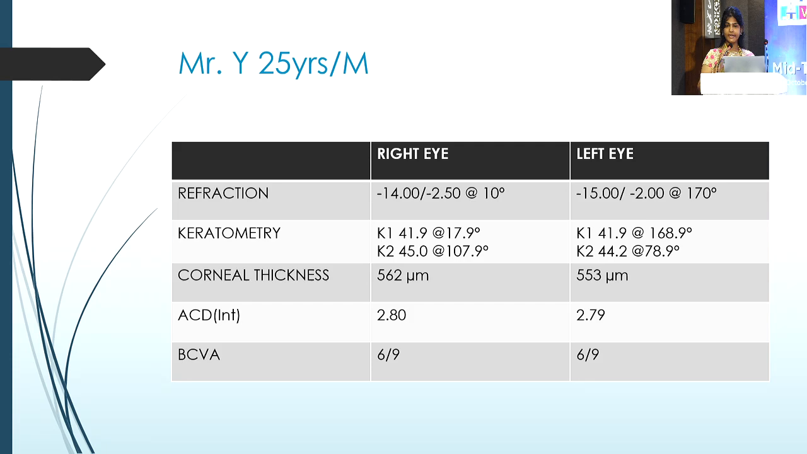So we have gone ahead and done a gonioscopy for the patient, and we have found open angles. In spite of being a borderline ACD, we have gone ahead and done phakic toric IOLs in both the eyes, and the patient got an uncorrected visual acuity of 6/6.